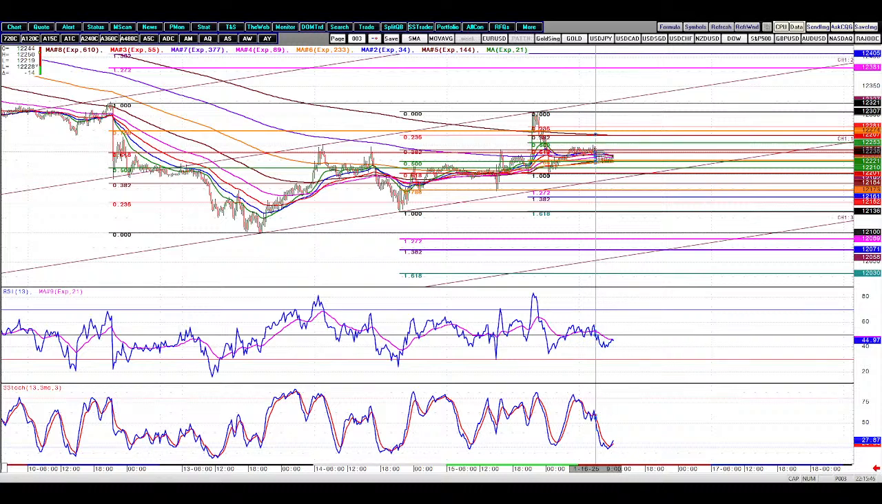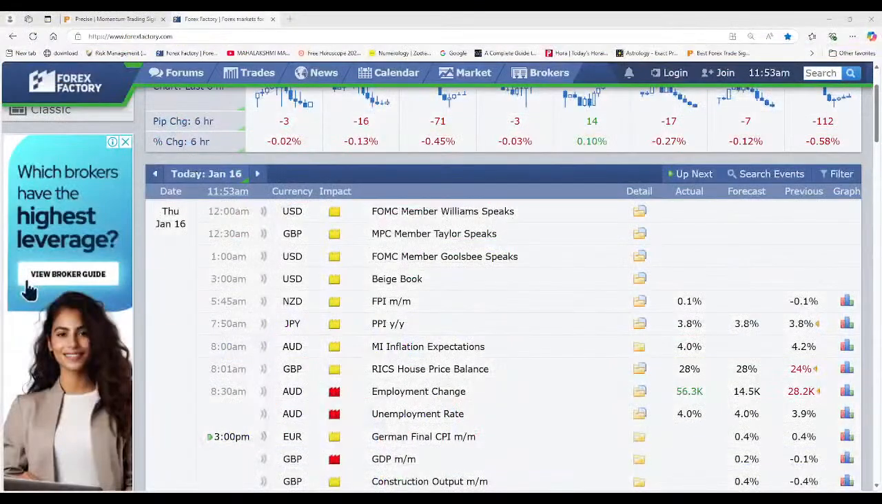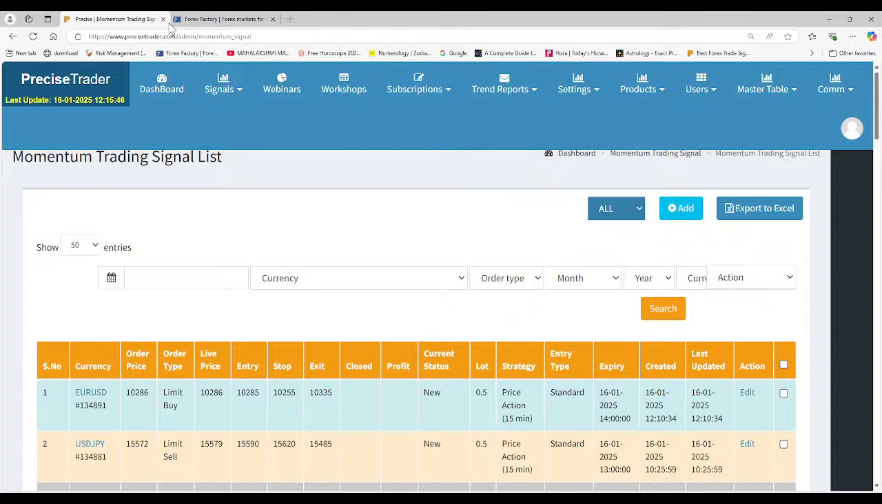Okay, and expect this high of 12250 to break if the data comes out good, and if it breaks, then we should see the price testing 123 or even higher. So how do we play this game? Okay, we go back.